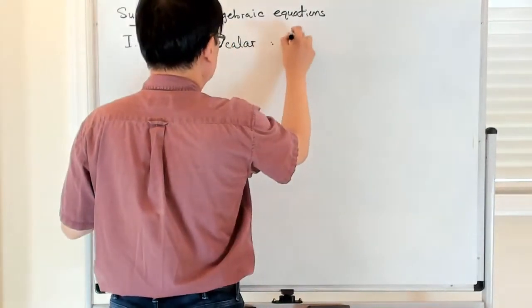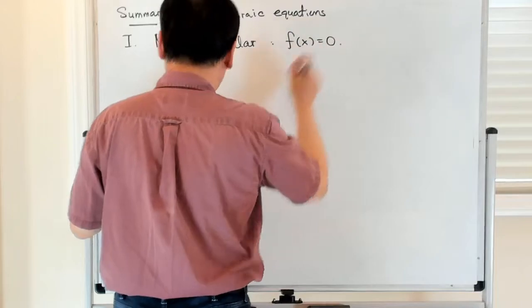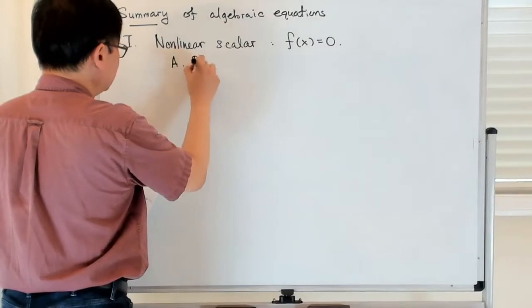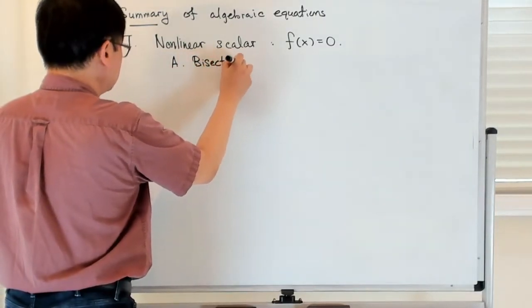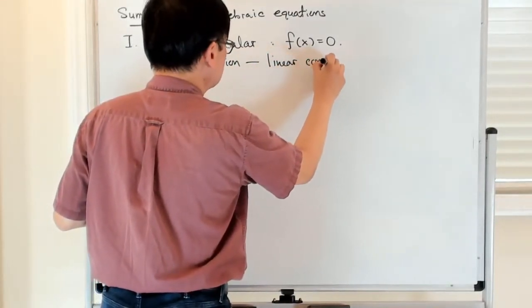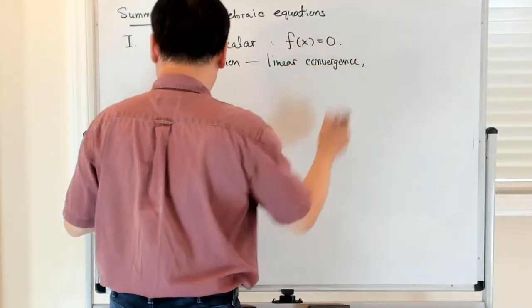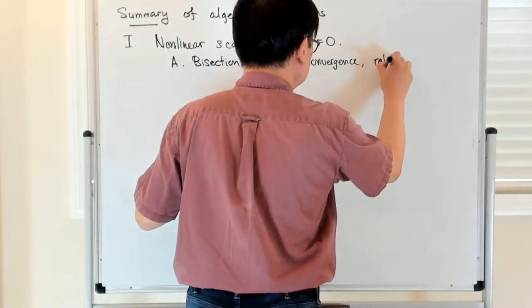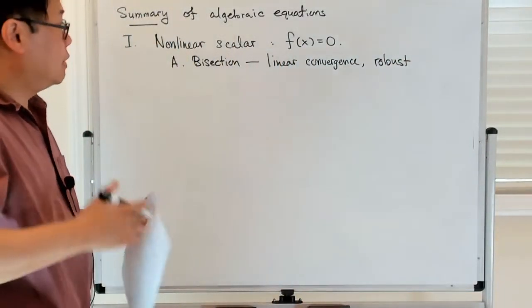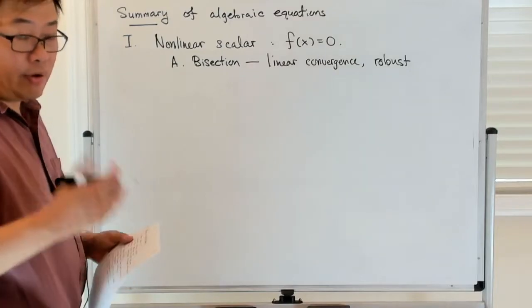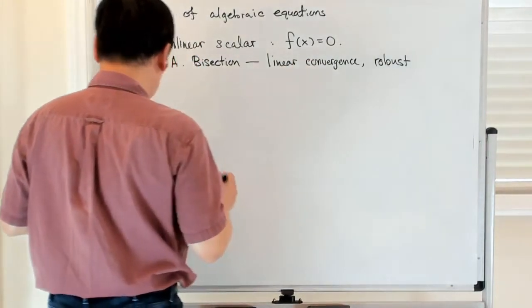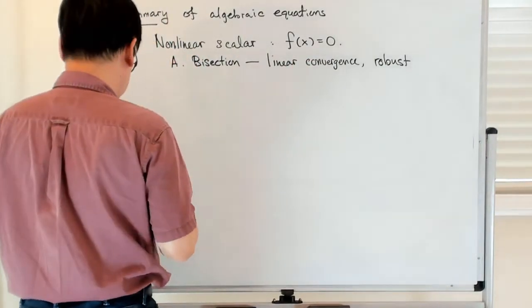Right? So I was looking for the roots of f of x equal to 0, where f is a scalar valued function. And we looked at a bunch of methods, such as bisection, which has a linear rate of convergence, and is robust in the sense that if you have an initial interval where the function changes sign, then the bisection method is guaranteed to give you a solution with a well-defined rate of convergence. You get one binary digit of accuracy for every step.